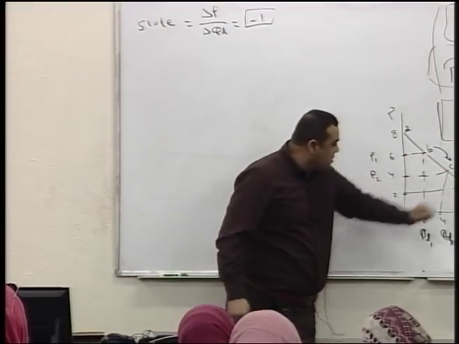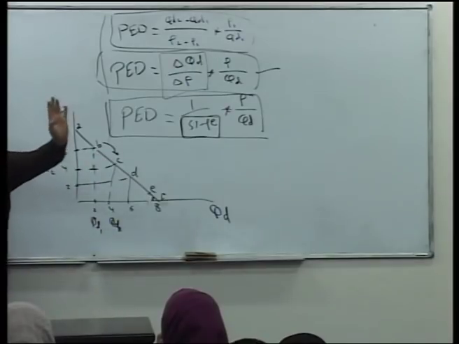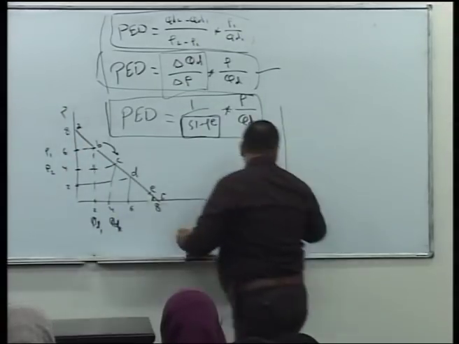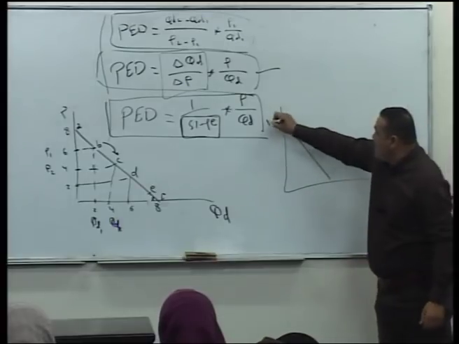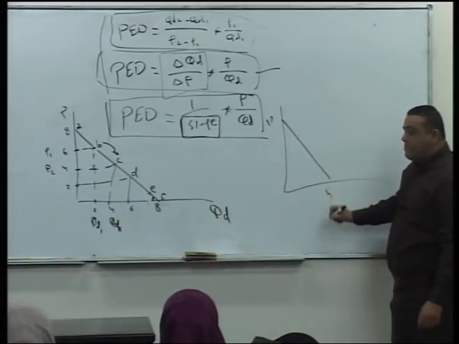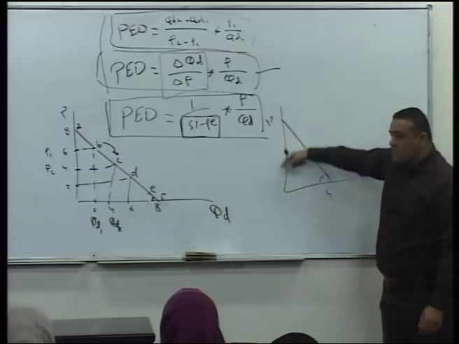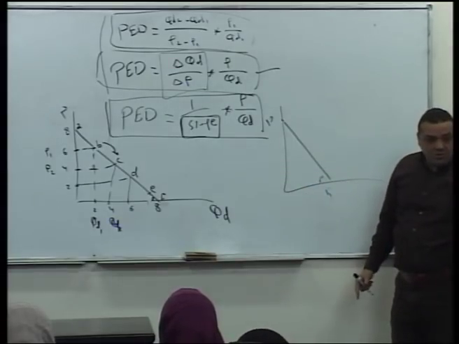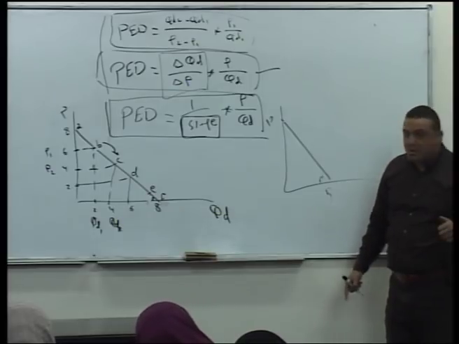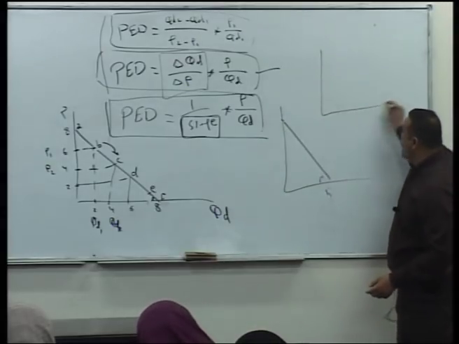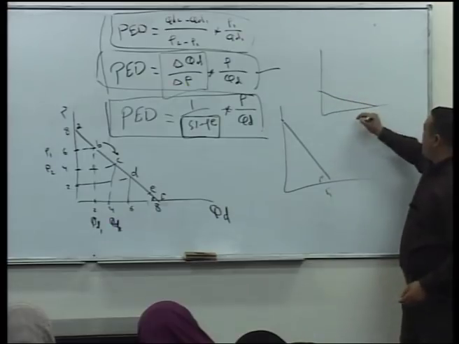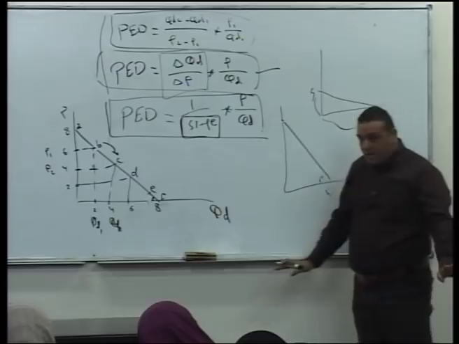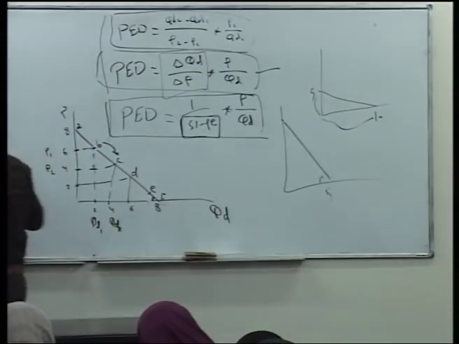From B to D. Of course it's not always minus 1. Sometimes the slope equals minus 2. Let us assume this is 10 and 5, how much is the slope? 10 over 5, minus 2. Right? Sometimes it may be that the demand curve here is 10 and 5 half. All right, let's come back to this example here.